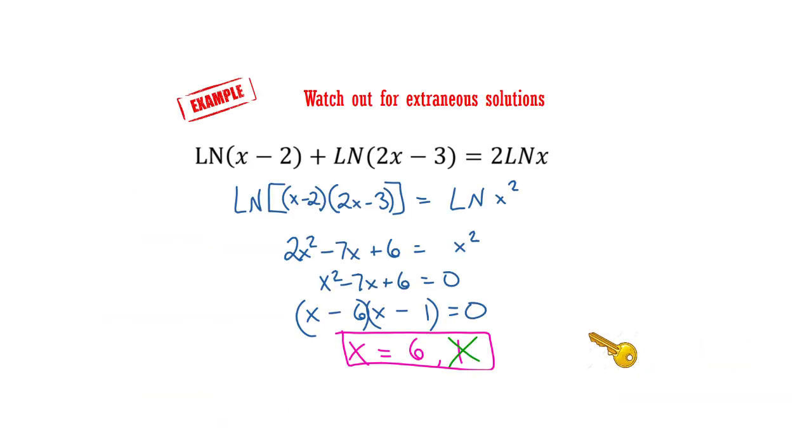And then this is the last one, a little bit trickier. You had to do some FOIL here to get that figured out. And then you had to bring this over, and then you had to refoil it or refactor it. And it had an extraneous solution, which I hinted at right here. Remember that you can't take the log of a negative number.